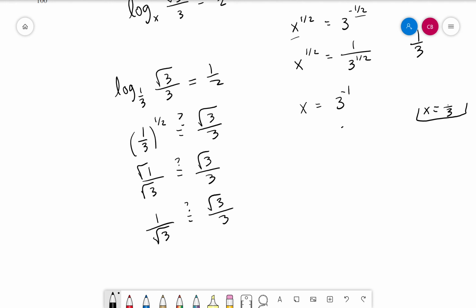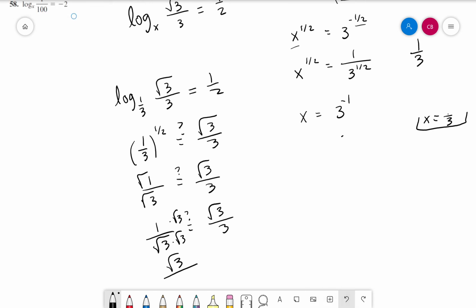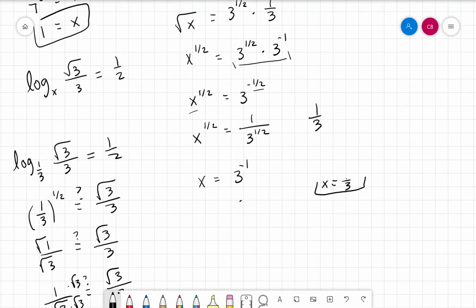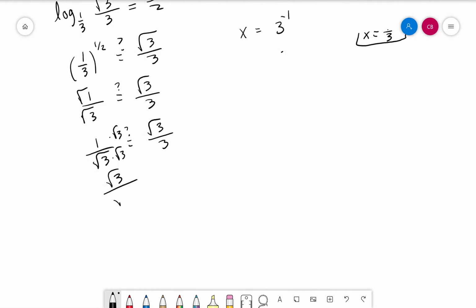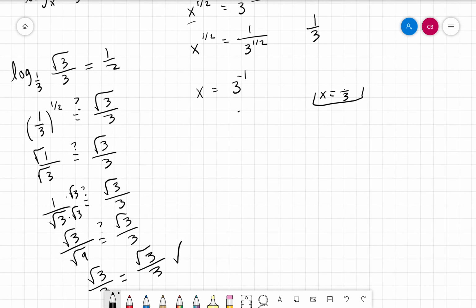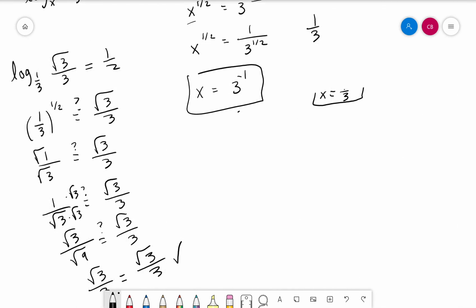And if we rationalize the denominator, times the square root of 3 over the square root of 3, we get the square root of 3 over the square root of 9, which is equal to the square root of 3 over 3. And we get the square root of 3 over 3 is equal to the square root of 3 over 3. So we verified x must be 3 to the -1, or 1/3. Either way works.